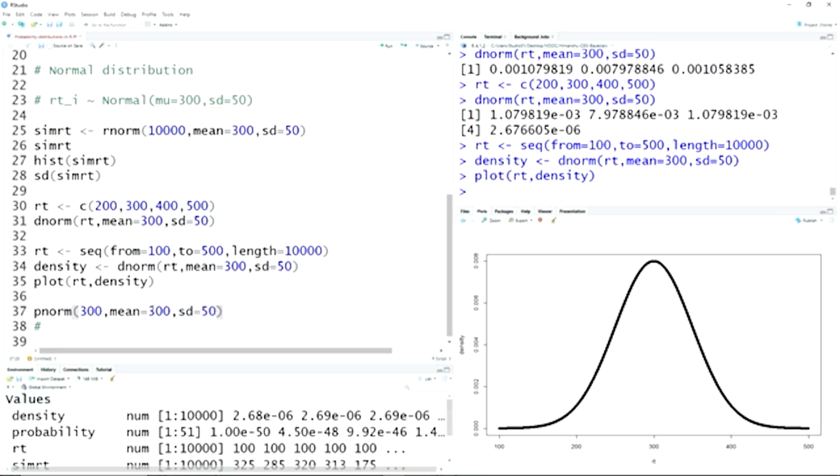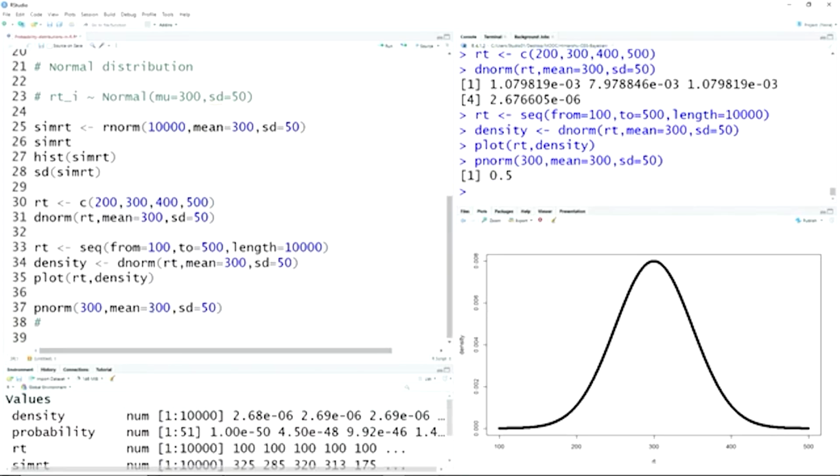Do you know what this probability between minus infinity and 300 would be? This is a normal distribution. It should be 0.5, right? Because this is exactly half the area between minus infinity and 300. 300 is the mean value. See, so you see 0.5.